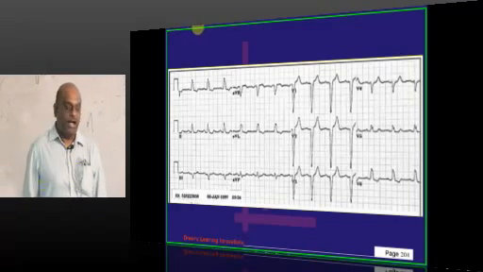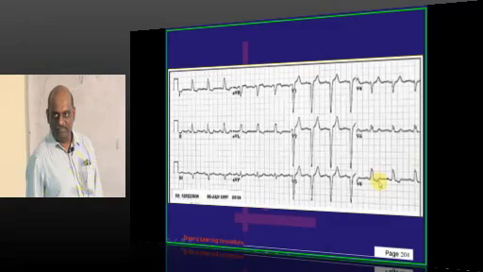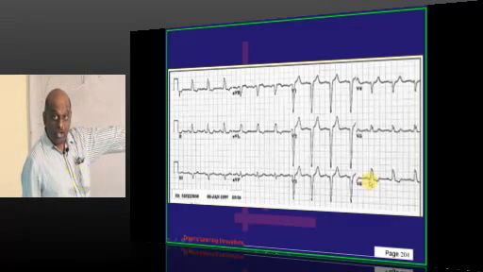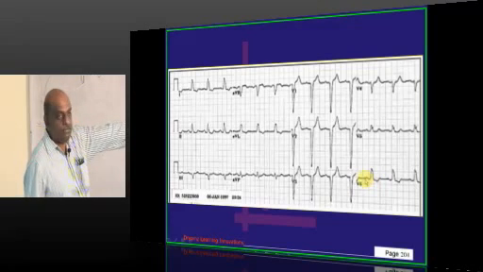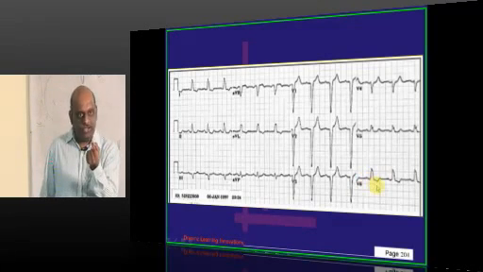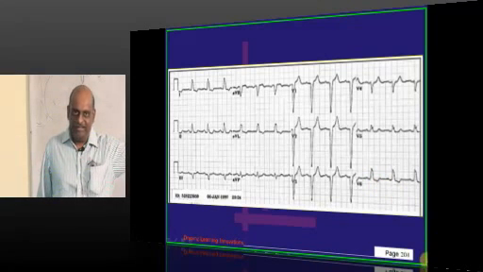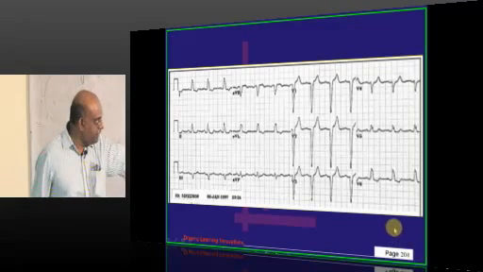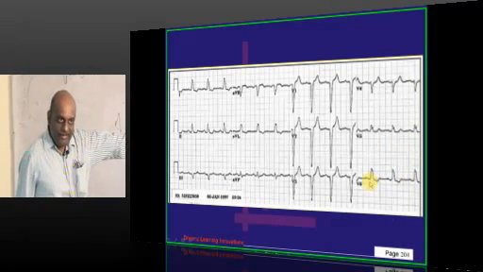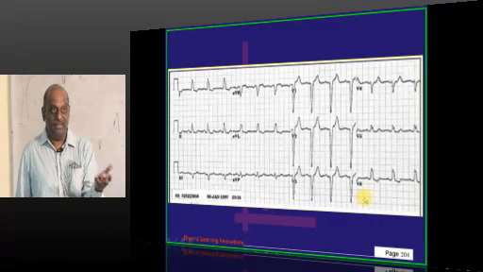Then what else will you find? RSR pattern will be found in V6. Right? Then one more thing will be there. Normally before the QRS complex, what do you get? Before the R wave, you get a small Q wave on the left sided leads, like V5, V6. If it is deep and wide, that is a pathological Q wave.